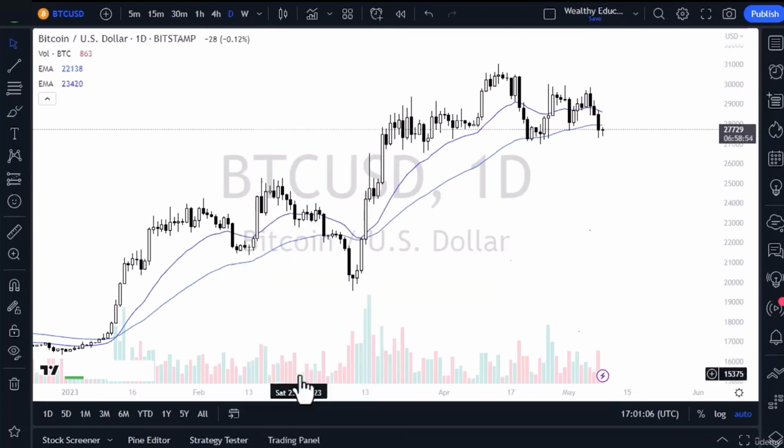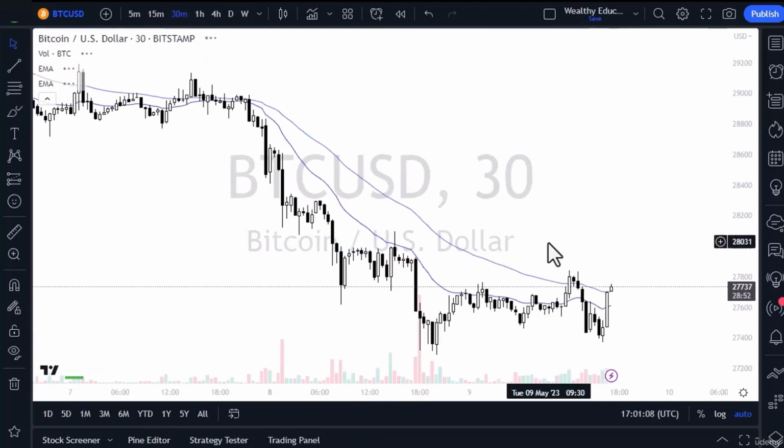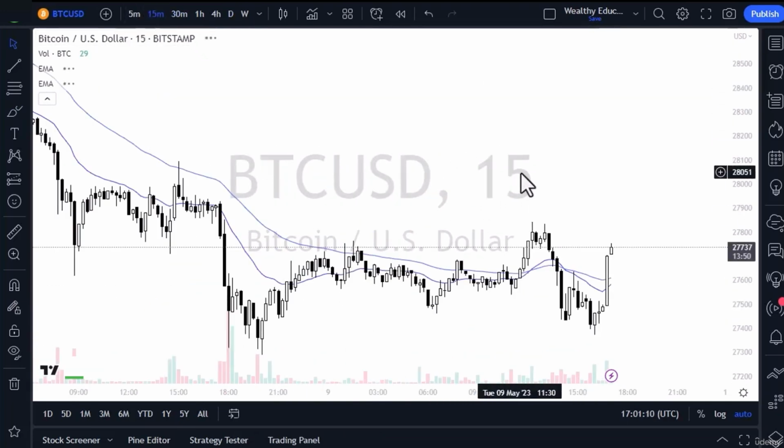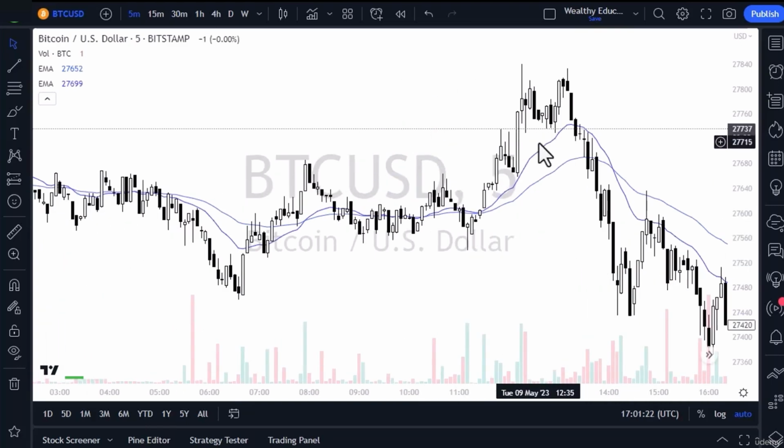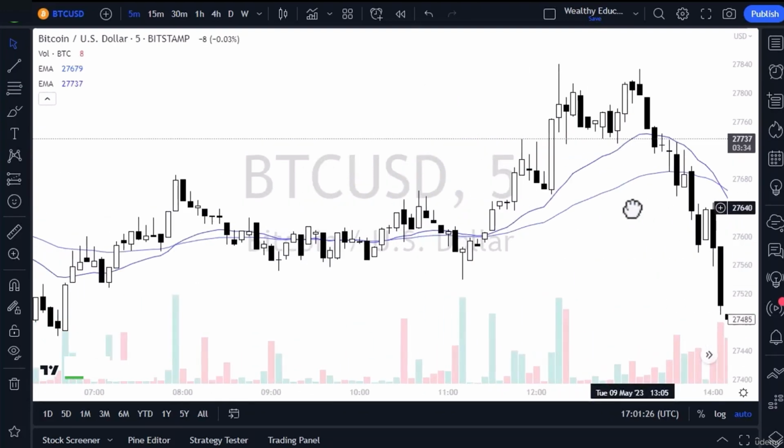So let's go ahead and start to look at shorter time frames. Go down to the 5-minute. Now, like anything else technical analysis related, shorter time frames are not as reliable as longer time frames, but they can be used if you know what you're doing and you're nimble enough.